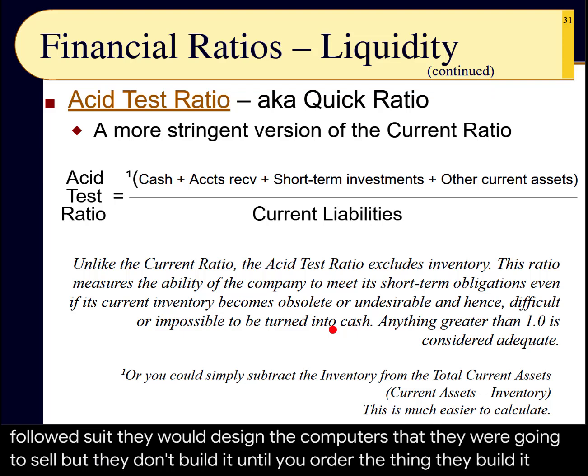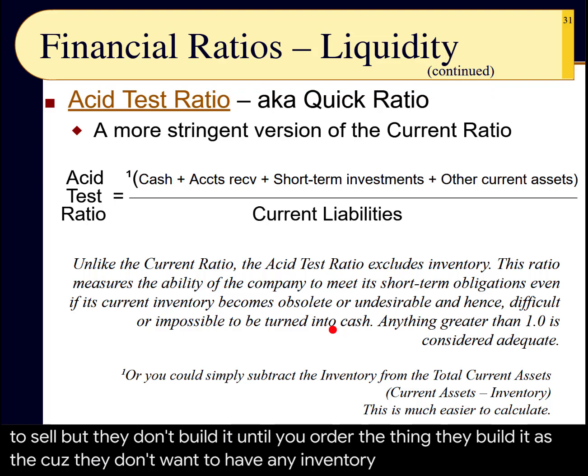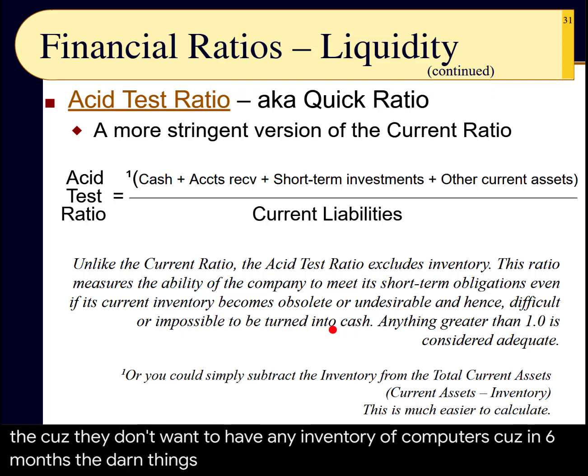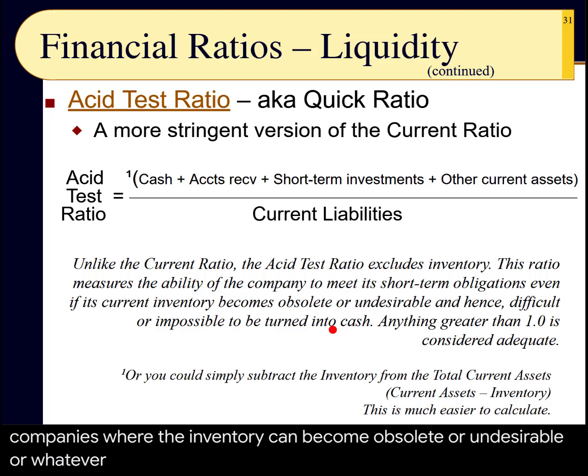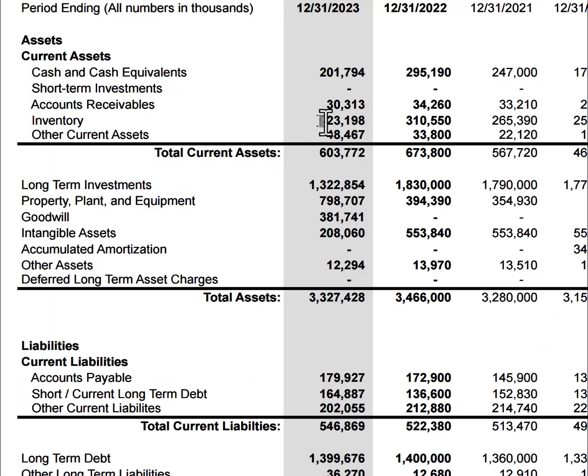They build it because they don't want to have any inventory of computers, because in 6 months the darn things are obsolete. So this is a measure for companies where the inventory can become obsolete or undesirable. So let's take a look at what happens if we pull out the inventory of $323 million from the $603 million current assets. Well, our acid test ratio drops to a little over 50%, 0.513, which for some companies would be a bit of an alarm bell, wouldn't it?